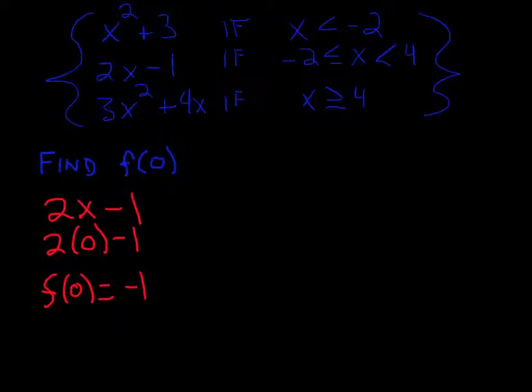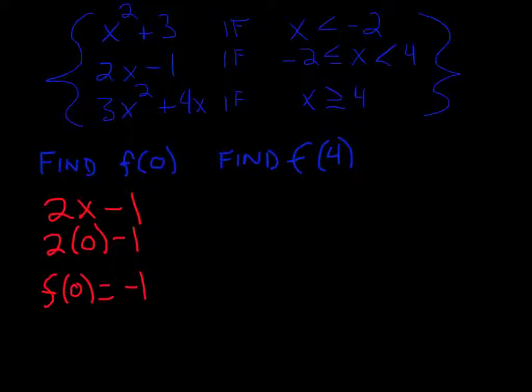Now let's say if they asked us another one, say find f of 4. Now 4 is a unique one, because if we look up here we have two 4s. We have to see which one it's actually going to apply to. Because in this case x is greater than or equal to 4. When we're looking at this 4, it would not apply to the second equation, it would actually apply to this third one. So now all we're going to do is take this third equation and plug in 4 for x every time that we see it.